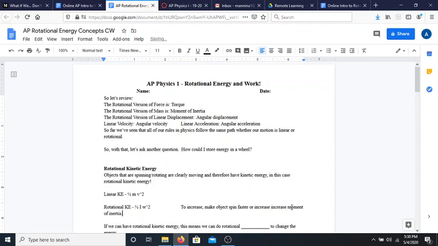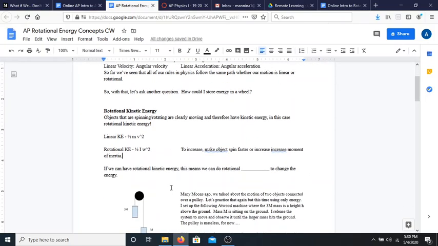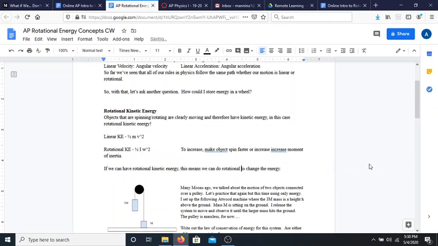All right. Now, of course, if we have rotational kinetic energy, it means that we can also take work and move it into the rotational frame of mind. Now, unfortunately, rotational work does not have some fun, fancy name. It's just referred to as rotational work. So, right here, where this little fill in the blank is, if we have rotational kinetic energy, it means we can do rotational work to change the energy of the system.